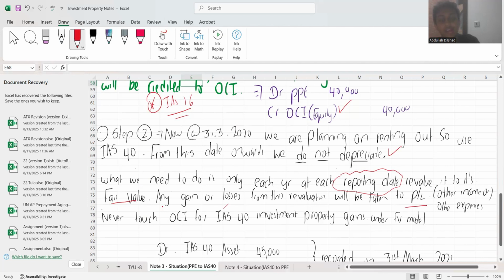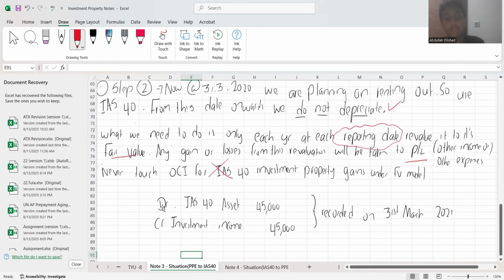Never ever touch other comprehensive income, right? When we are using the fair value model, we do not touch other comprehensive income for our revaluation model. Sorry, for our fair value model. My bad. For our fair value model, we do not touch other comprehensive income, right? So now let's see.